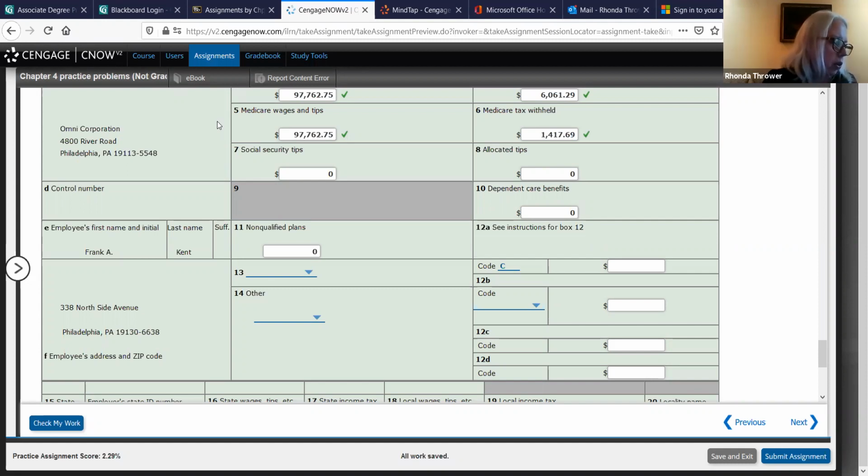And then you go down and find the one that fits the best, which is code C, which is for group term life insurance that's over $50,000. The amount that was over $50,000 was $262.75 that was given.